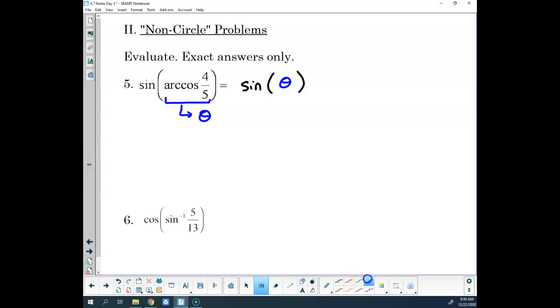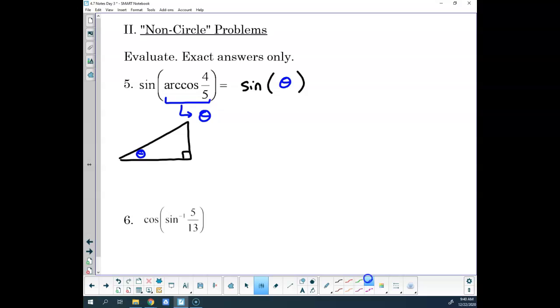Now, we've got to figure out where theta is. So let's draw ourselves a little triangle. Arc cosine is positive in quadrant number 1. So I'm going to draw myself a quadrant number 1 triangle. That's kind of a bad triangle. Let's fix that. Okay. So here's my quadrant 1 triangle. This would be my theta then, down here in that corner.